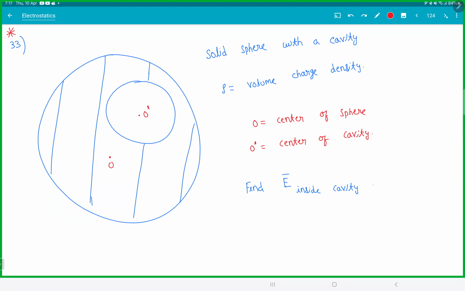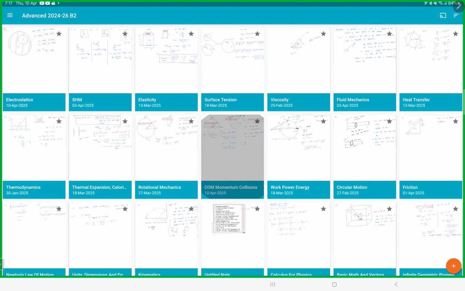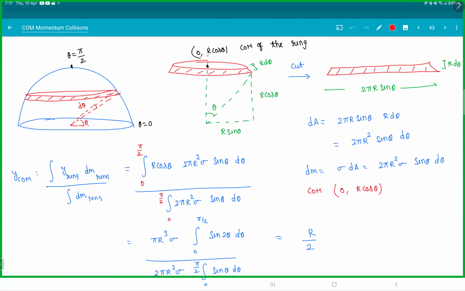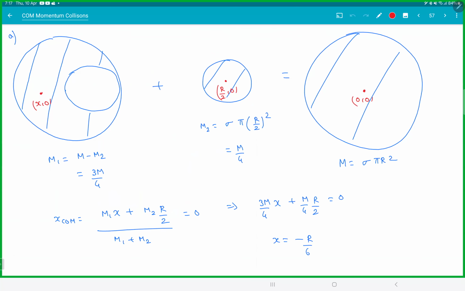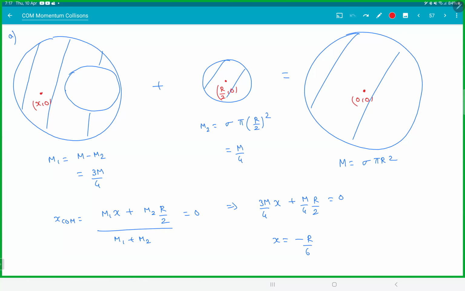So forget about all this. First of all, when you see a cavity, how do you even approach the problem? Remember, the first time you started encountering cavities was center of mass. And how did we do it? We said take this whole thing and then subtract the small thing, or take this thing and add this, and you'll get the whole thing, isn't it?